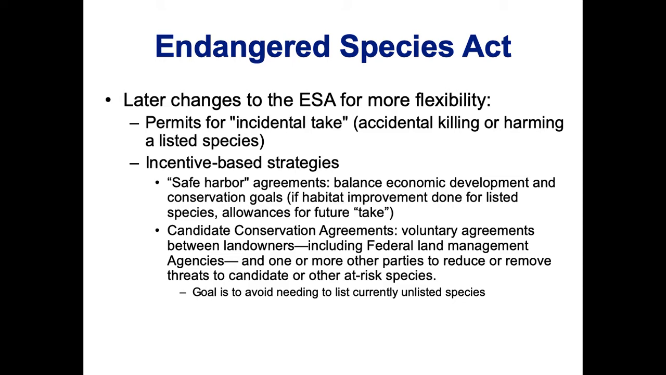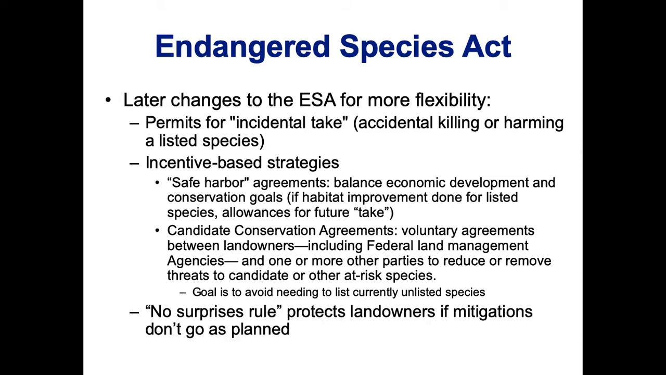There are also candidate conservation agreements, and these are voluntary agreements between landowners, including federal land management agencies, and one or more other parties to reduce and remove threats to candidate or other at-risk species. And the idea is to, again, avoid needing to list currently unlisted species. So if they enter into this agreement, they're saying that we're going to do everything we can. We have these voluntary agreements to protect this species so that we don't have to deal with this added burden of regulation that comes if there is a species in this area that's on the Endangered Species Act or in the Endangered Species List.